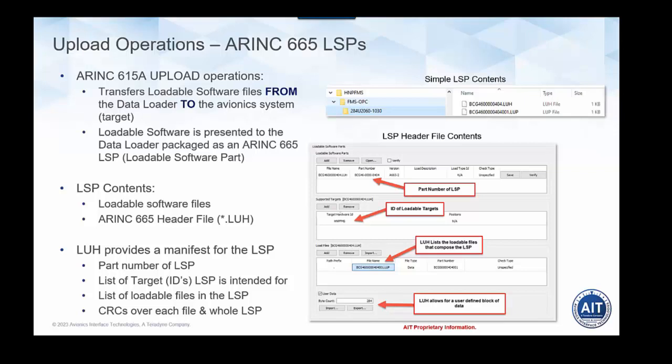Then finally, the header file for a software part contains multiple CRCs. It contains CRCs calculated over each of the individual load files, and then a CRC calculated over the whole software part, which means over the header itself and all of the individual load files. It's used to ensure the integrity of the software part. So when a data loader is given a software part, it will crack open this header file, calculate all these CRCs itself, and check them against the CRCs embedded in the header file to ensure the integrity of the software part before commencing to load it to the avionics system.